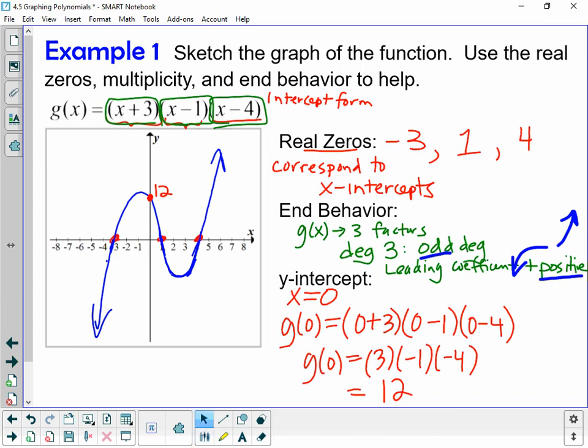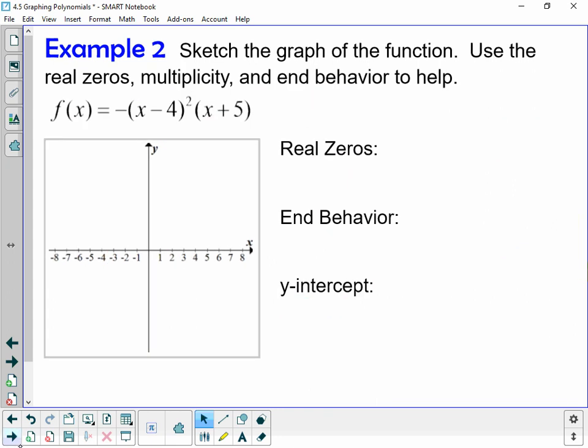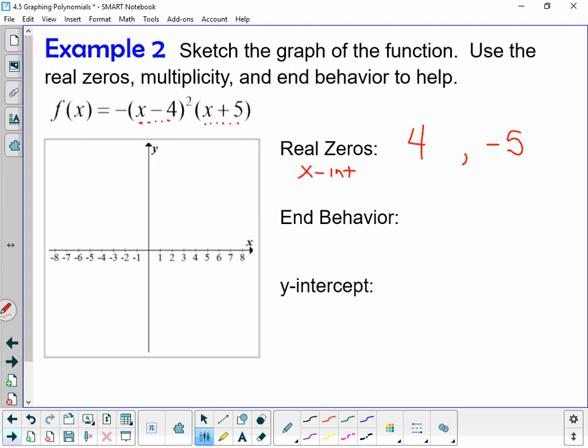Let's try another one. Sketch the graph of the function. Use the real zeros, multiplicities, and end behavior to help. All right, so our function is f of x equals negative quantity x minus 4 squared times x plus 5. So remember that the factors in the intercept form reveal the real zeros. Since we have a factor of x minus 4, we know we have a real 0 at the value 4. Since we have a factor of x plus 5, we know we have a real 0 at the value negative 5. Remember, those correspond to the x-intercepts, so we can mark on our graph that our function has x-intercepts at the values negative 5 and 4.